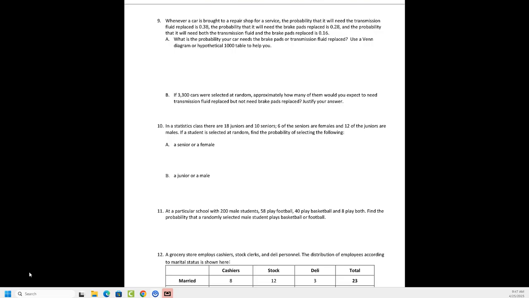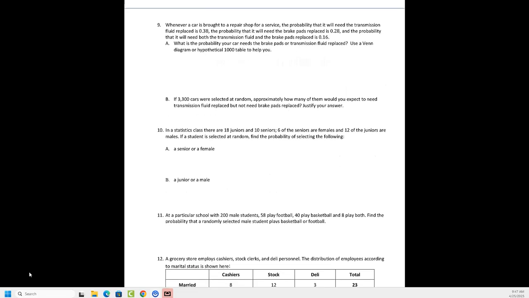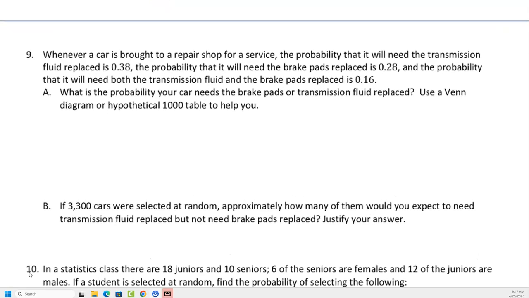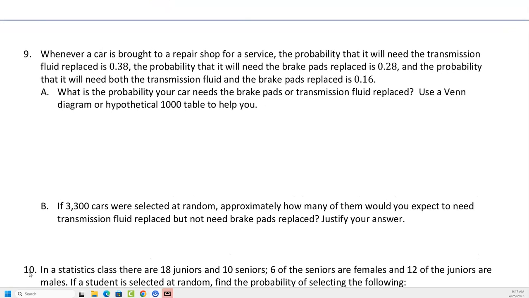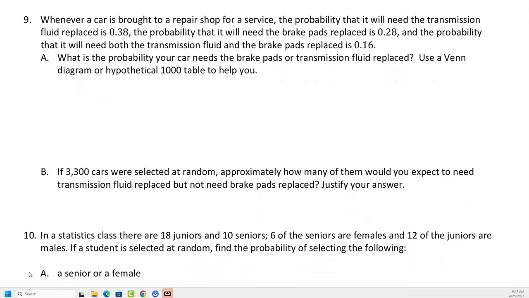Okay. Now, it says here, whenever a car is brought to a repair shop for service, the probability that it will need the transmission fluid replaced is 0.38. The probability that it will need brake pads is 0.28. And the probability that it will need both the transmission fluid and the brake pads replaced is 0.16. What is the probability your car needs the brake pads or transmission fluid replaced? Use a Venn diagram or hypothetical table to help you.